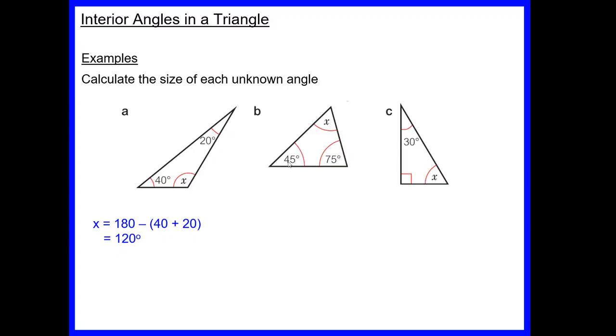For our second one, we're going to add the 45 and the 75 together, giving us 120. So 180 minus that total of 120 leaves us with 60 degrees. And finally, the third one, we're going to add together the 30 and our right angle, which is 90, which also gives us 120. 180 minus that total of 120 is also 60 degrees.